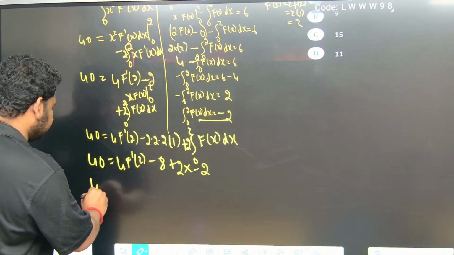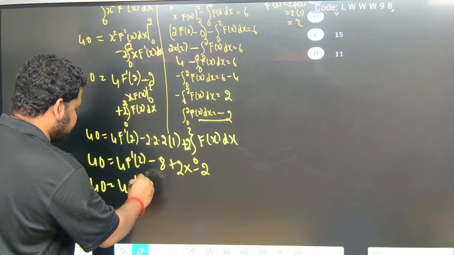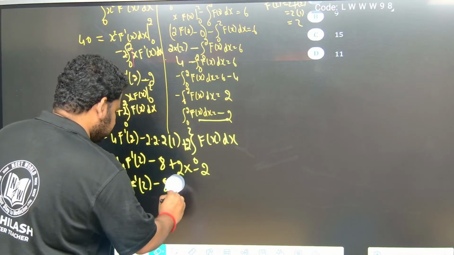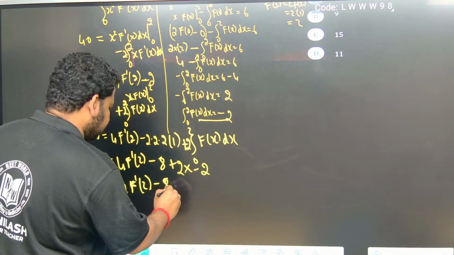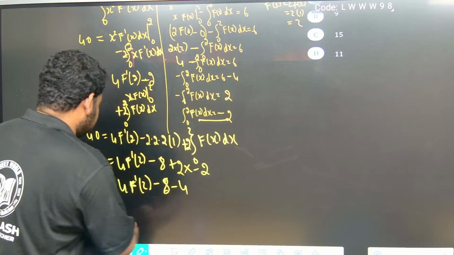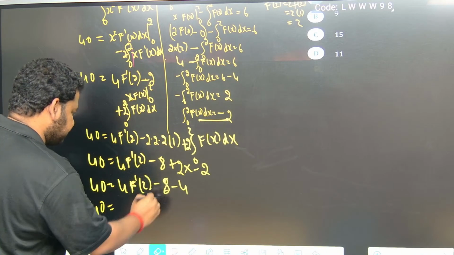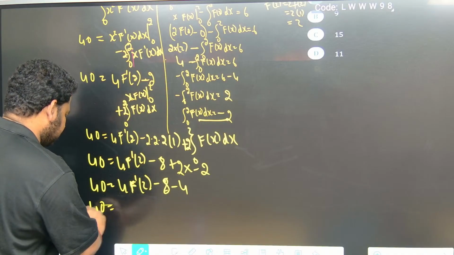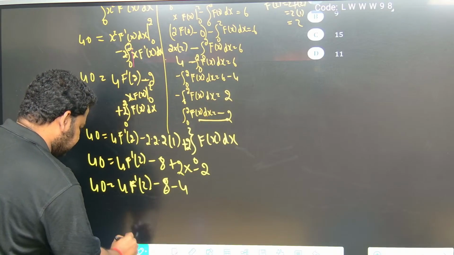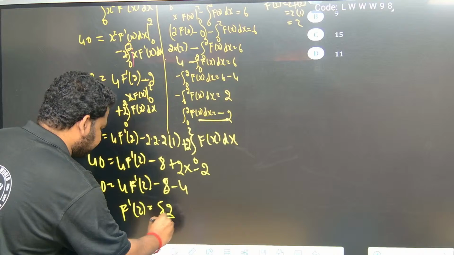So what I will get, 40 is equal to 4 times capital F dash of 2 minus 8 plus 2 2s are 4, this is nothing but equal to 8, and 2 2s are 4 will become minus 4. So I will get 4 times F dash of 2, this is nothing but 8 plus 4, that is 12. So I will get 52 equal to 4 F dash of 2, so F dash of 2 will be equal to 52 by 4.